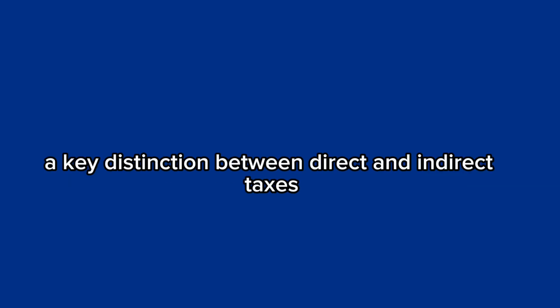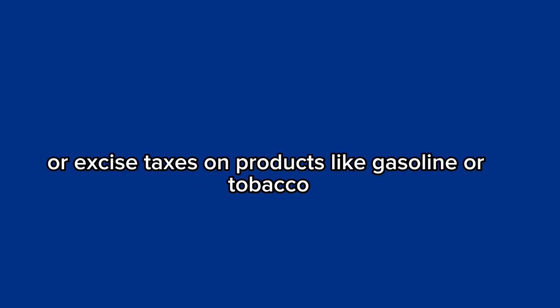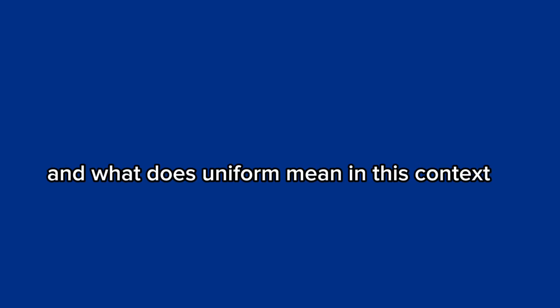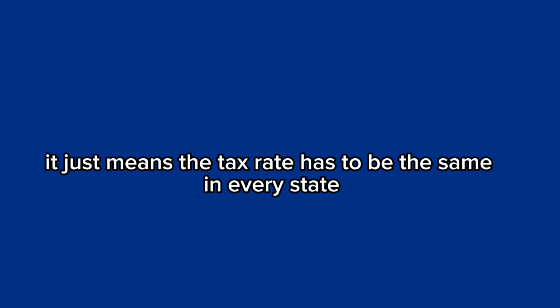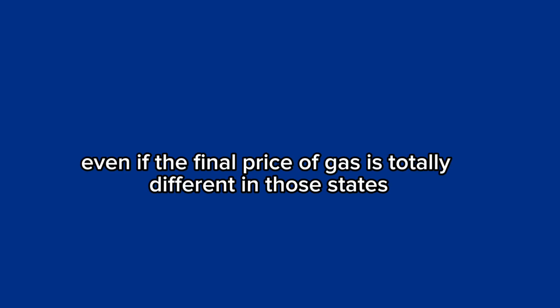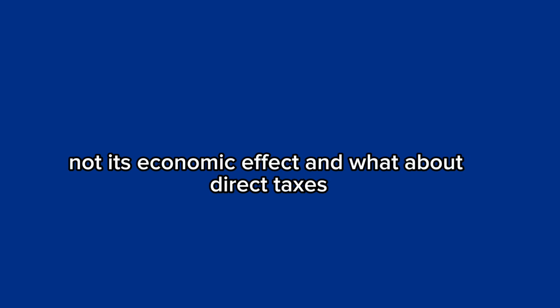Okay, so when we're talking about taxes, the sources mention a key distinction between direct and indirect taxes. Right. And the Constitution treats them differently. Indirect taxes, things like duties on imports, federal sales taxes, or excise taxes on products like gasoline or tobacco, have to be geographically uniform. And what does uniform mean in this context? It just means the tax rate has to be the same in every state. A federal tax of 20 cents per gallon of gasoline has to be 20 cents in Florida and 20 cents in Alaska, even if the final price of gas is totally different in those states. Exactly. It's about the uniformity of the tax itself, not its economic effect.